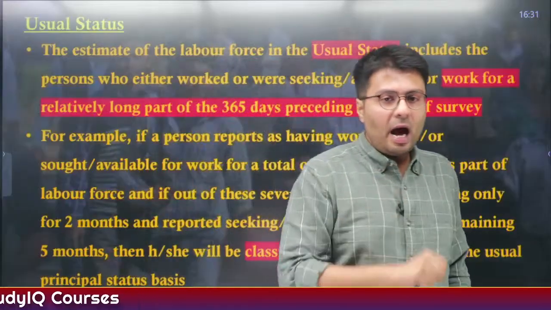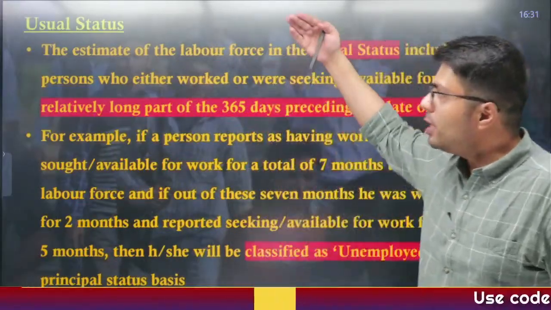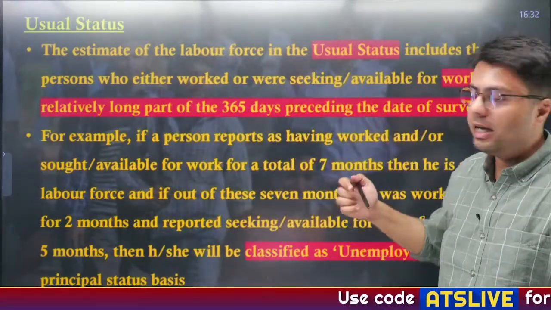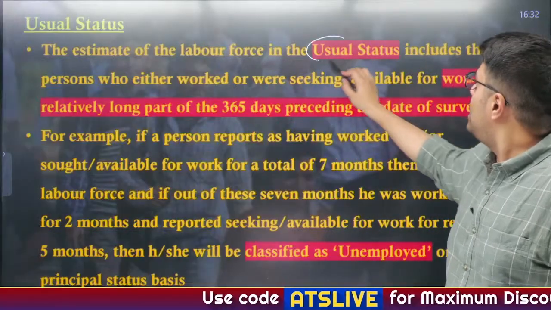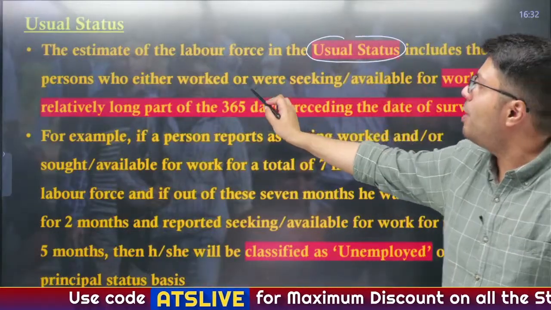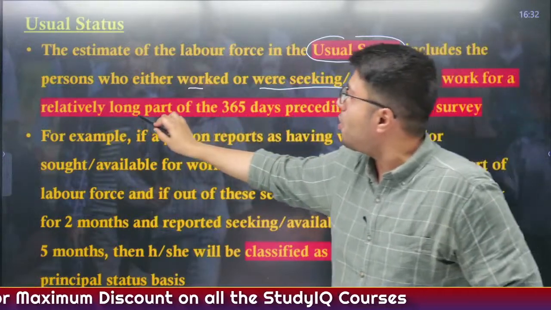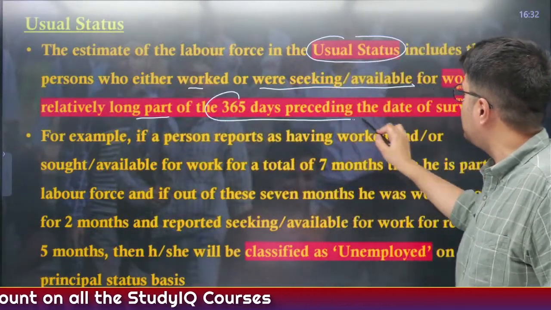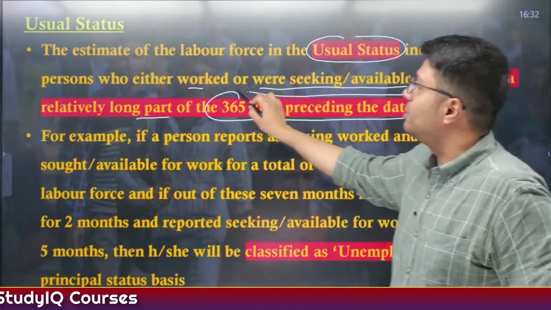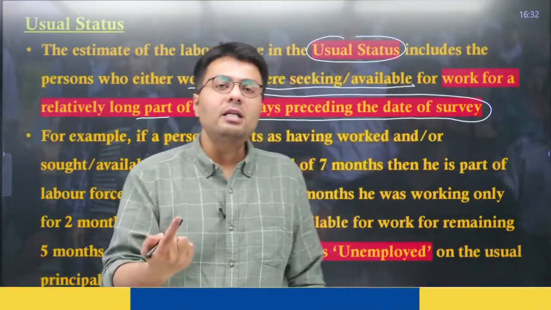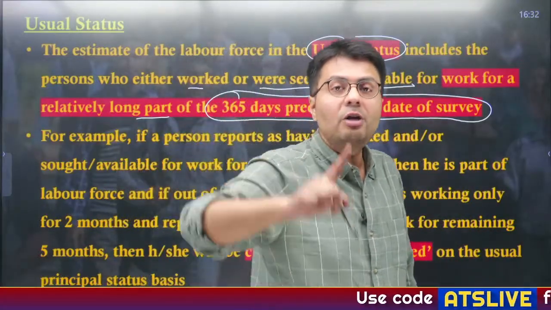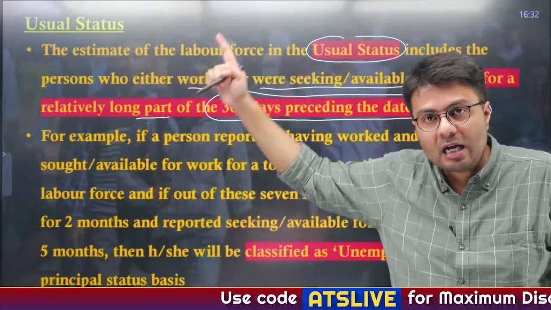Now another idea of unemployment is the usual status. What is usual status? Here the estimate of the labor force in usual status includes the persons who have worked, or were seeking and available for work, for a relatively longer part of the 365 days preceding the date of survey. So when the person taking the survey comes to you, he will ask, were you employed for a major part of the last 1 year or not?